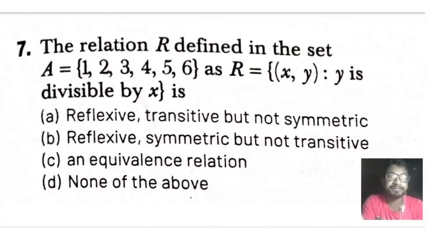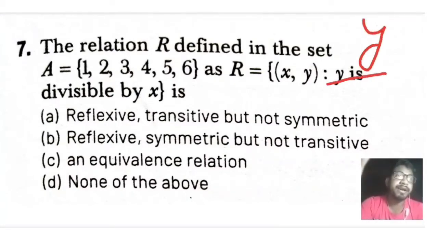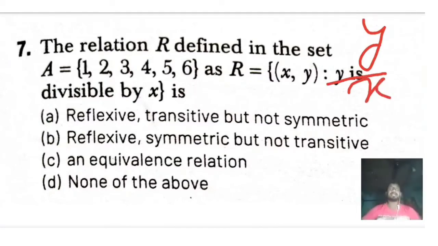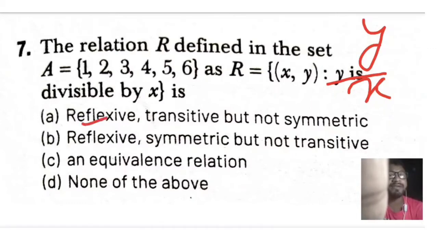Understood everyone? Now goes to question number 7. The relation is defined in the set A equal to 1, 2, 3, 4, 5, 6 as R equal to (x, y) such that y is divisible by x. Now we have to check reflexive. If we take only one element x, then x is always divisible by x. So this is reflexive.